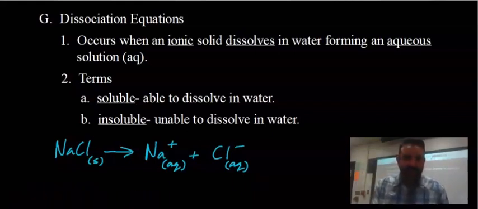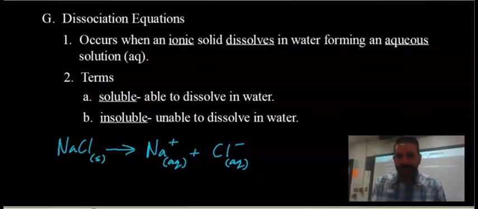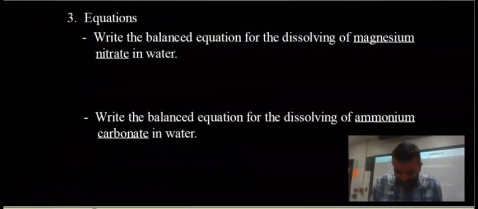All right, let's take a look at some more examples. Write the balanced equation for the dissolving of magnesium nitrate in water. Show what happens when you add magnesium nitrate to water. First of all, is magnesium nitrate soluble? Because if it's not soluble, then we're not going to write a dissociation equation. It won't dissociate. So make sure you're familiar with the solubility rules. All nitrates are soluble, so magnesium nitrate is soluble. It will dissolve, and if it does dissolve, in this case, it will dissociate.